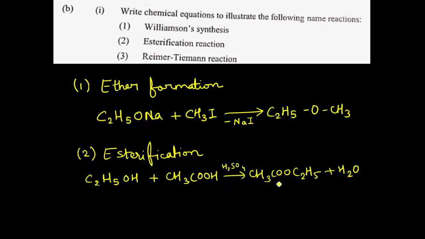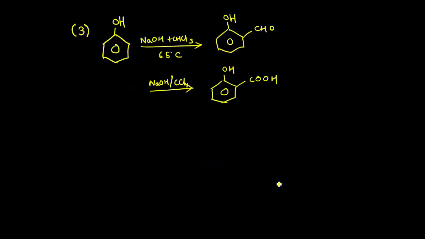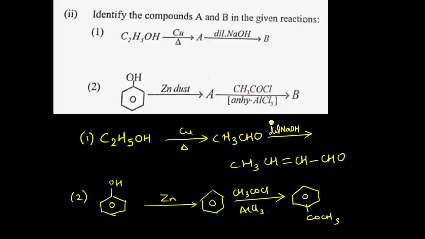The next one is Reimer-Tiemann reaction, whatever you call it. I call it Reimer-Tiemann reaction, and that is phenol when reacts with NaOH and CHCl3 or NaOH CCl4 at 65 degrees Celsius. These are the respective products formed. So this is salicylaldehyde and this is salicylic acid. Next, identify the compounds and so this is the last question. Ethanol when reacts with copper, so it's basically it gets oxidized to acetaldehyde, and when acetaldehyde reacts with dilute NaOH, it's aldol condensation, and the product is this.